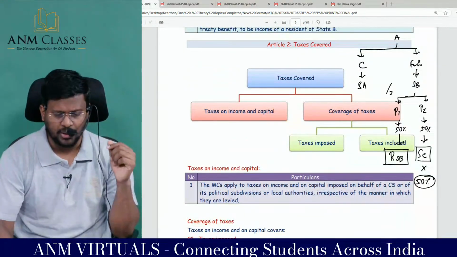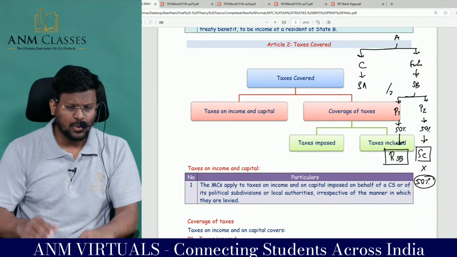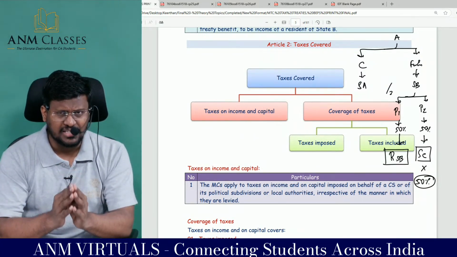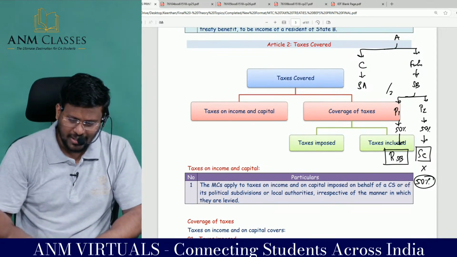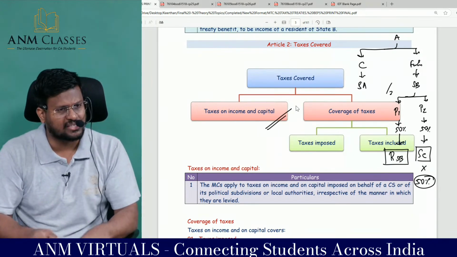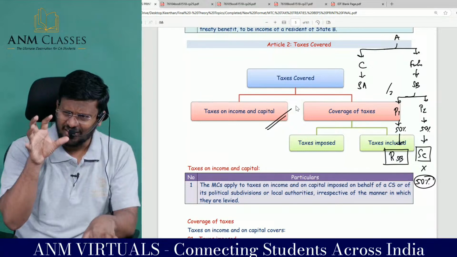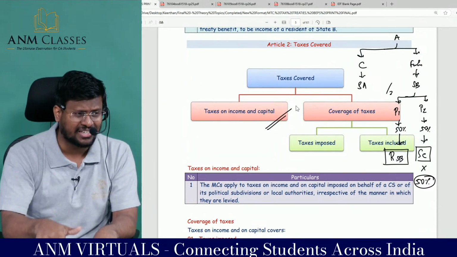Now moving on to article number 2, taxes covered. When they enter into a DTA, they will say that these are the taxes covered. That's what article number 2 is all about. Generally, article number 2 will explain for what and all taxes this DTA will be applicable.